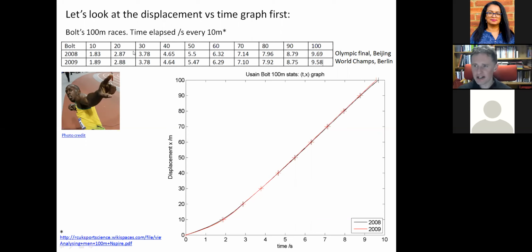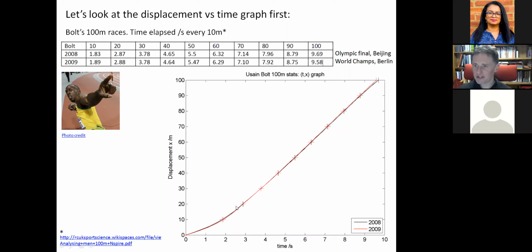Whereas in 2009, he had his game face on and went through the line without slowing down very much and got the world record to 9.58, which, as far as I'm aware, is still the world record now in 2022. So these are perhaps the two fastest races ever.